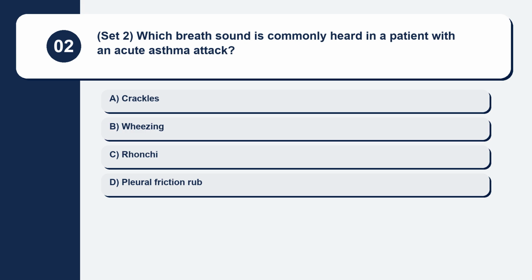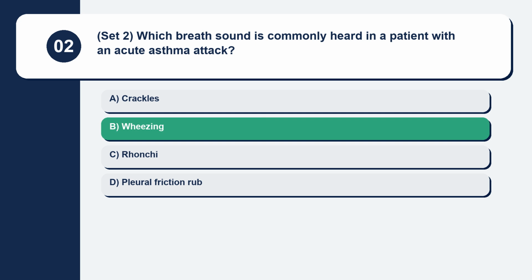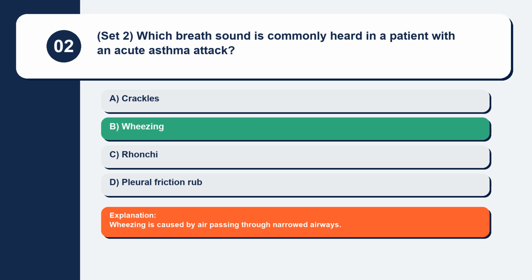Question 2, Set 2. Which breath sound is commonly heard in a patient with an acute asthma attack? Crackles, wheezing, rhonchi, pleural friction rub. Wheezing is caused by air passing through narrowed airways.